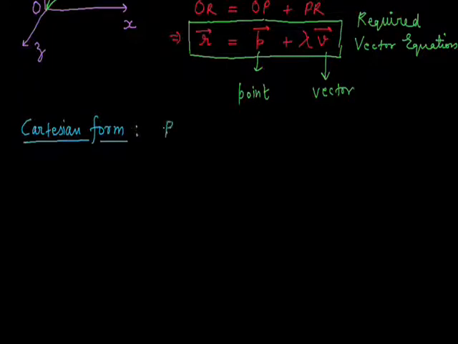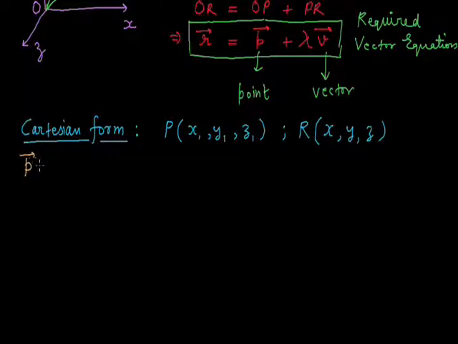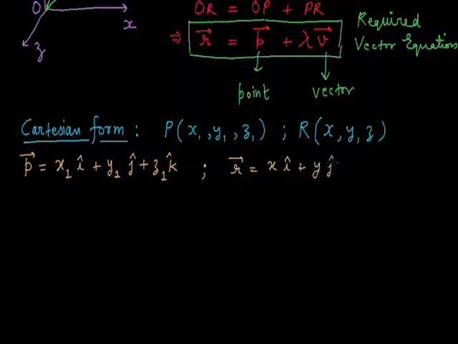For that purpose, let the coordinates of point P be x1, y1, z1, and the coordinates of a random point R be x, y, z. Therefore, the position vector P will become x1 i cap plus y1 j cap plus z1 k cap, and R vector will be x i cap plus y j cap plus z k cap.